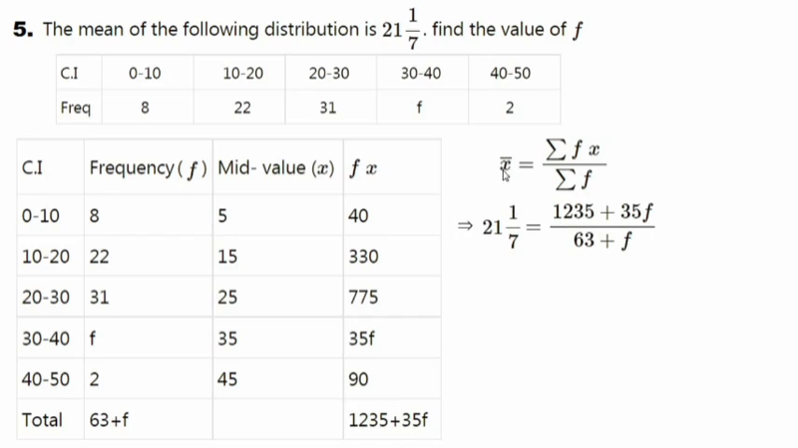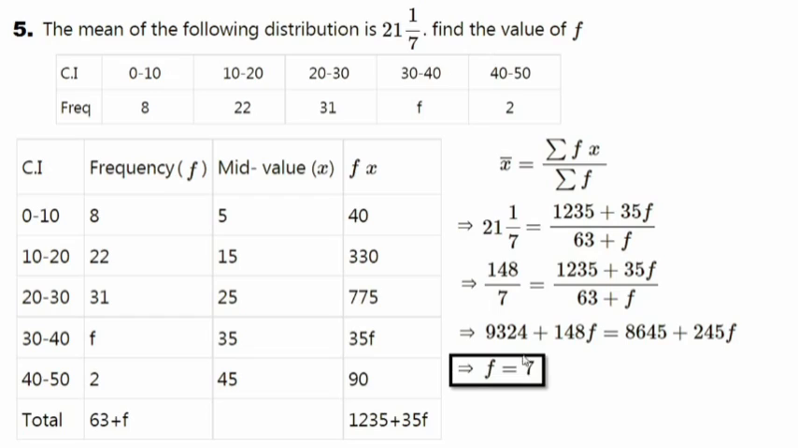Now let's put the values. See, we know the mean is given to be 21 and 1 by 7. The numerator total is given to be this much, and the denominator is given to be this much, right? So when you simplify this, this becomes 148 by 7. Now do the cross multiplication and find the value of f. Okay, so you will complete it by yourself.